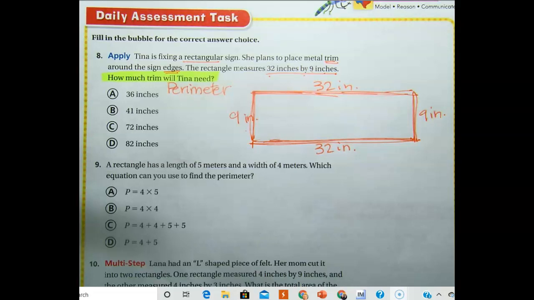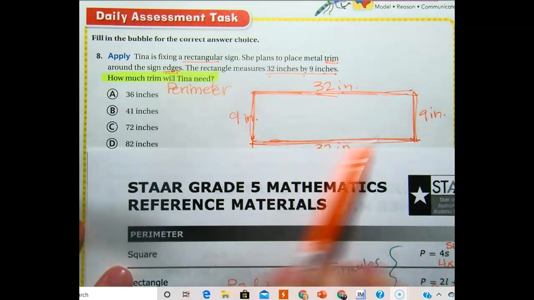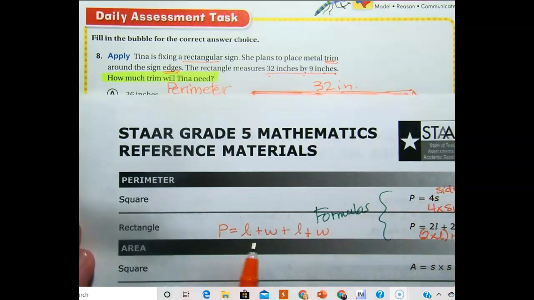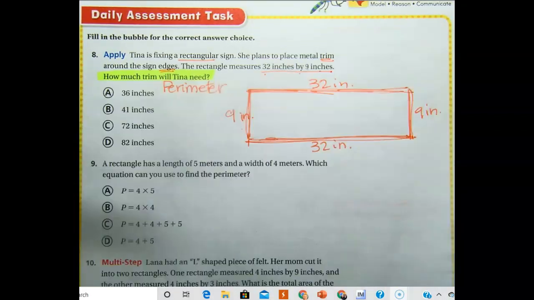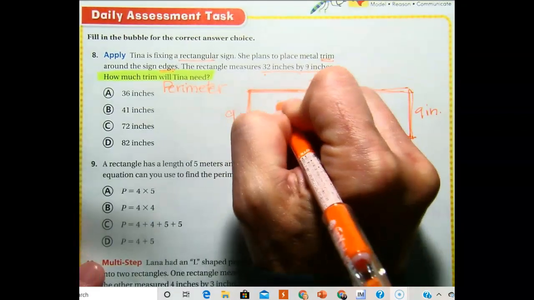Okay, so let's look at our math chart or in our notes and think. If we're looking at perimeter, this is most definitely a rectangle. It is not a square whatsoever. You could look at either one of these formulas. P equals L plus W plus L plus W. That would be more of a 4th grade, but that's okay. You can do that. But here we have P equals 2L plus 2W. Let's use that one. And I want you to write it inside the figure.